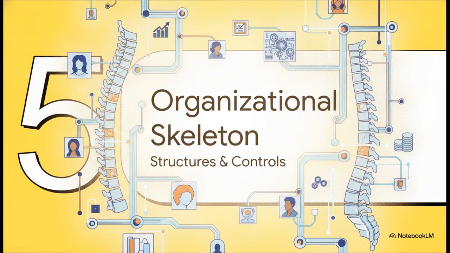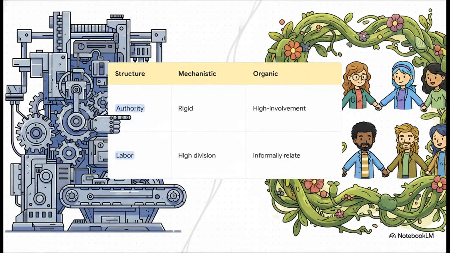And that brings us to Section 5, the organizational skeleton. This is where we talk about the structural mechanics. How do we actually hold all these diverse people, strategic plans, and innovations together for long-term stability? Let's compare the core structures. The mechanistic structure is exactly what it sounds like, a strict machine. It's highly formalized, very rigid, with strict authority and a high division of labor.